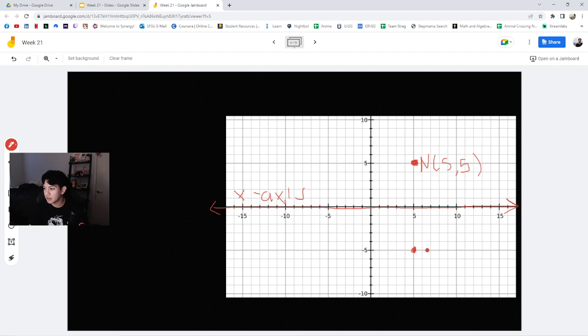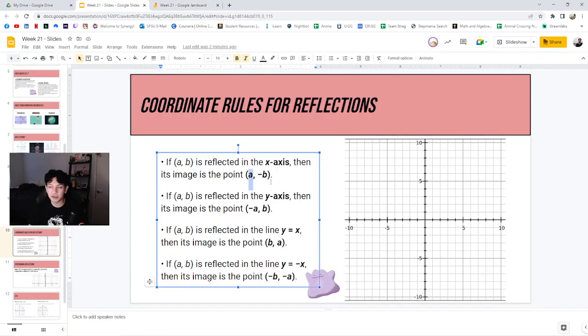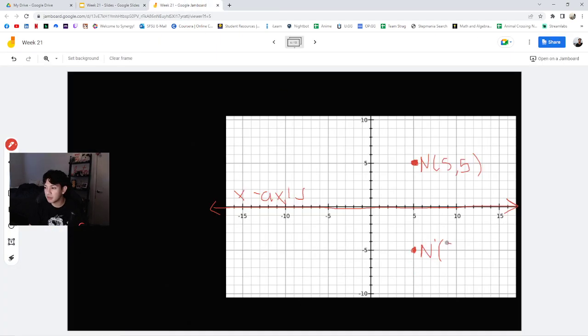We're going to call it N prime now. And where is it located? Well, we keep the a value, the x value, and all we have to do is change the sign of the b value. B is the same thing as y here, okay? So it's going to be now negative 5.